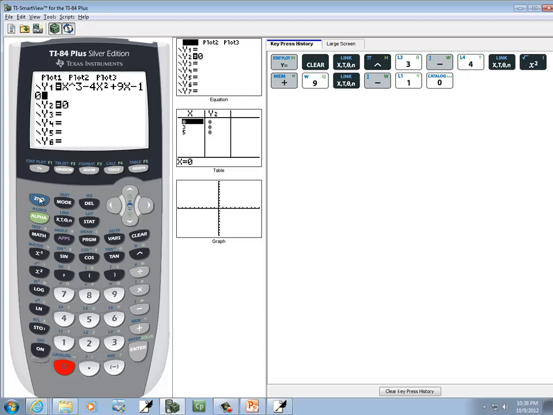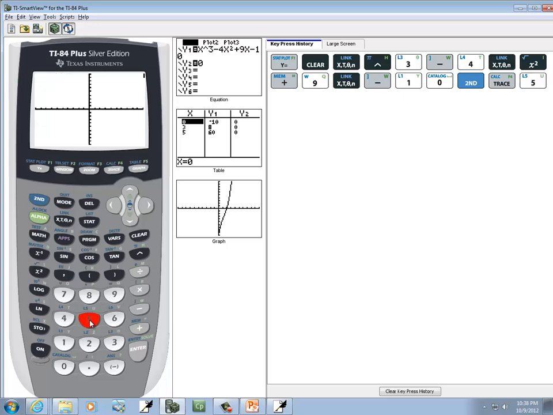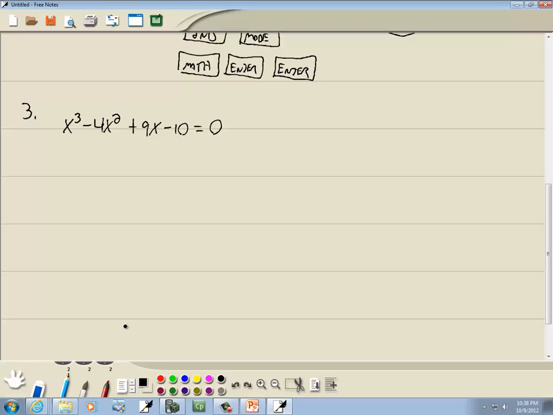So let's go through our process. I'll do second trace. Now I'll choose intersect. Now it comes up and says first curve, I'll do enter on that. Comes up and says second curve, I'll do enter on that. And for the guess, it looks like 2, so let me put in 2 for the guess and press enter. And sure enough, it's 2.